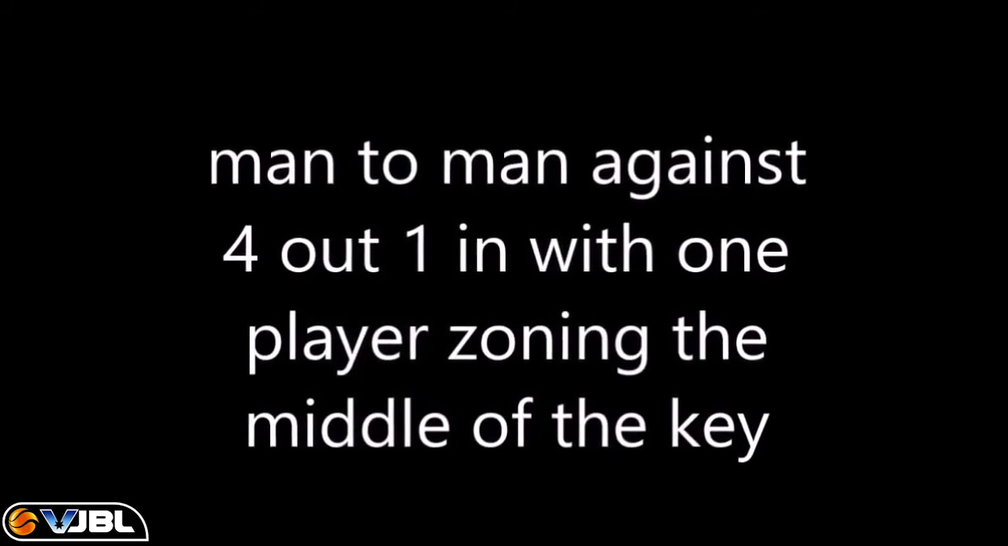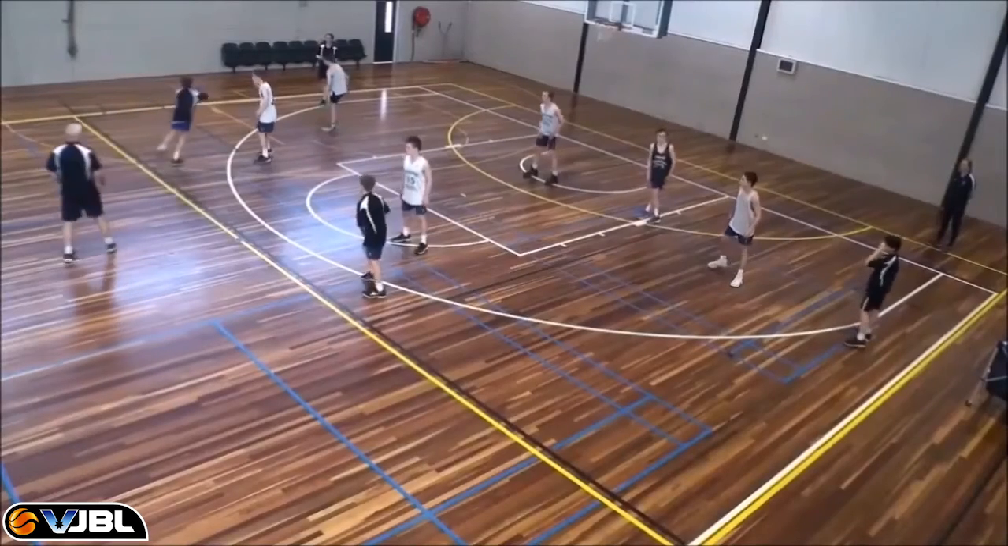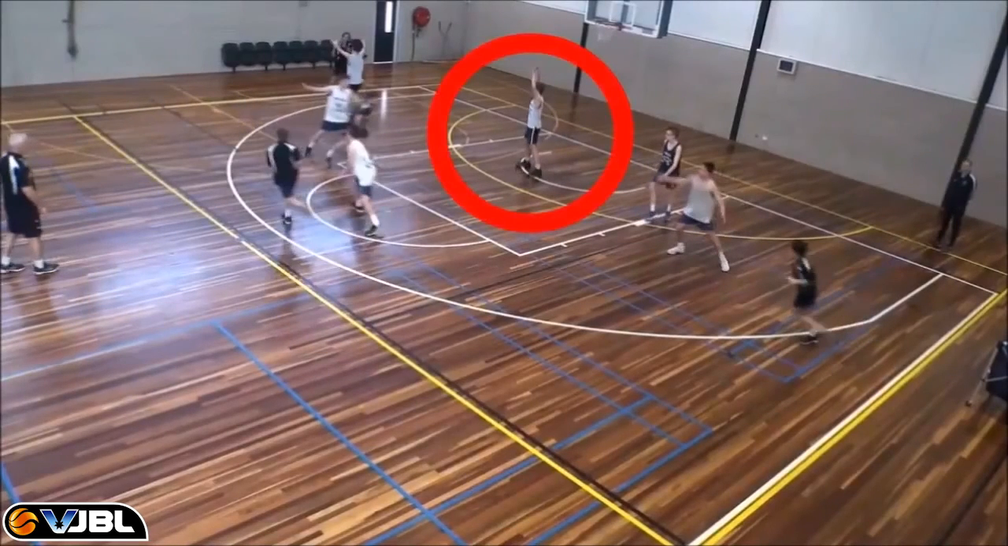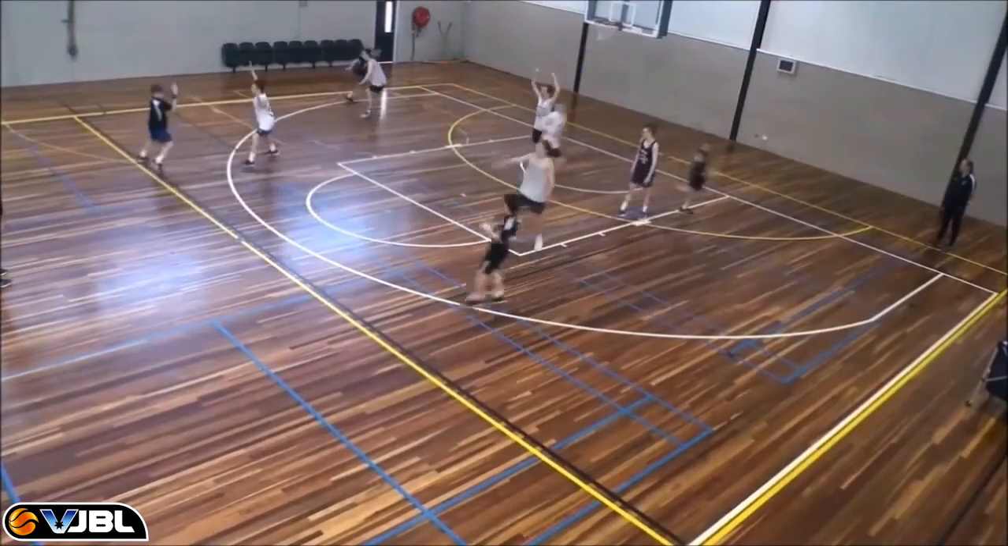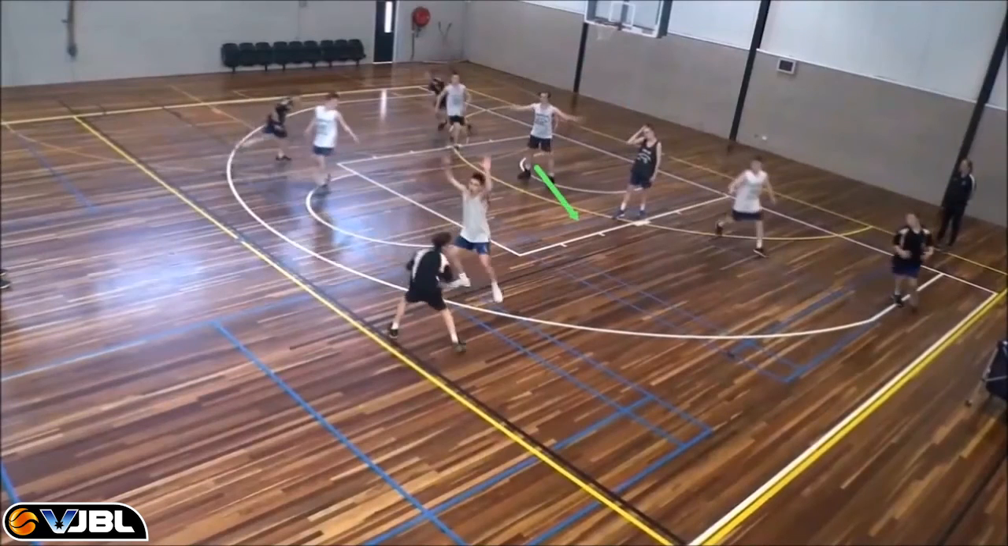Now we'll look at the same kind of offensive movements where that one player stands in the middle of the key and doesn't move as the ball moves around the key. Again, you can see him setting up here in the middle of the key. Right now he's in legal guarding position because his man is on that weak side low block. But as the ball moves, he should adjust his position.